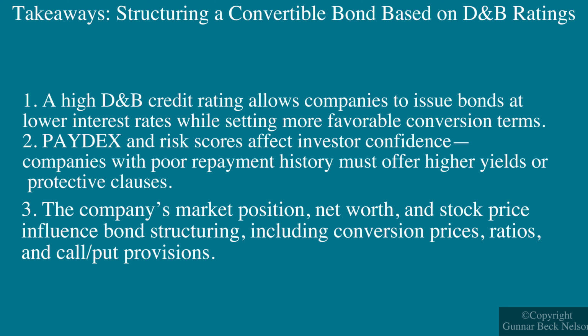Overall, a high D&B credit rating allows companies to issue bonds at lower interest rates while setting more favorable conversion terms. PAYDEX and risk scores affect investors' confidence, where companies with poor repayment history must offer high-yielding or protective clauses. Then the company's market position, net worth, and stock price influence the bond structure in total, including the conversion price, ratios, and call and put provisions.